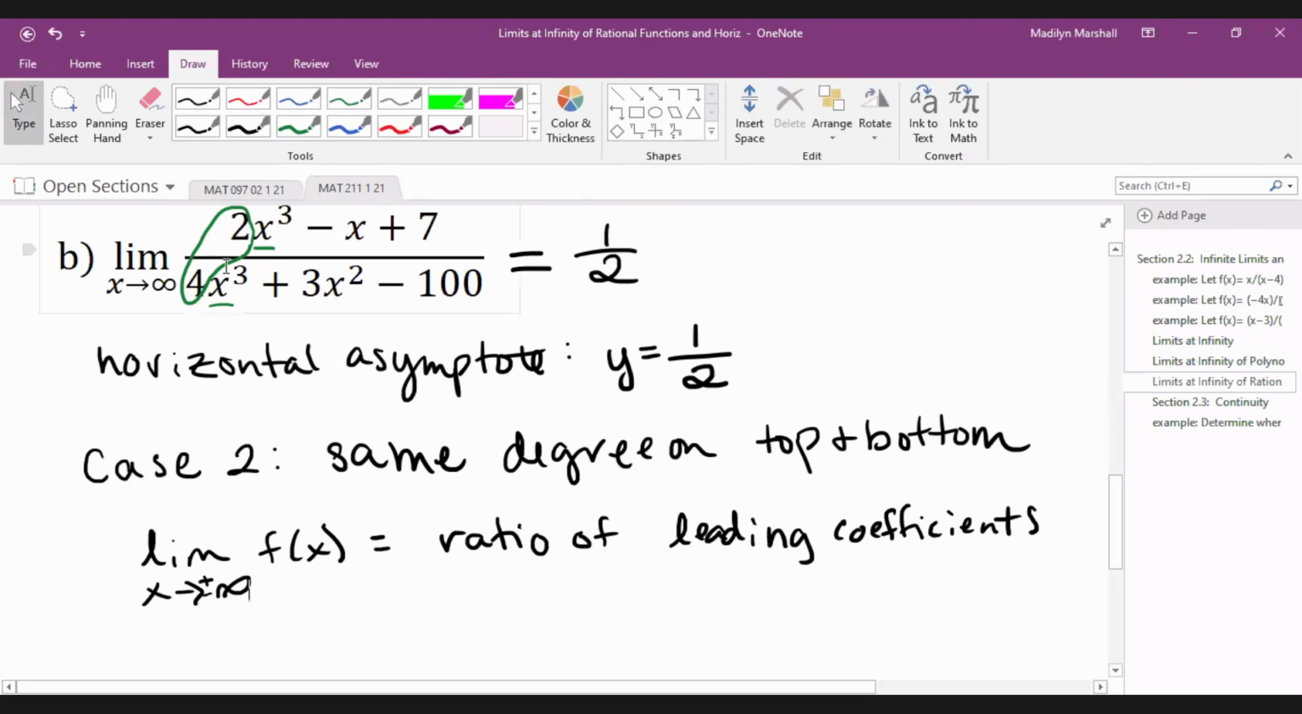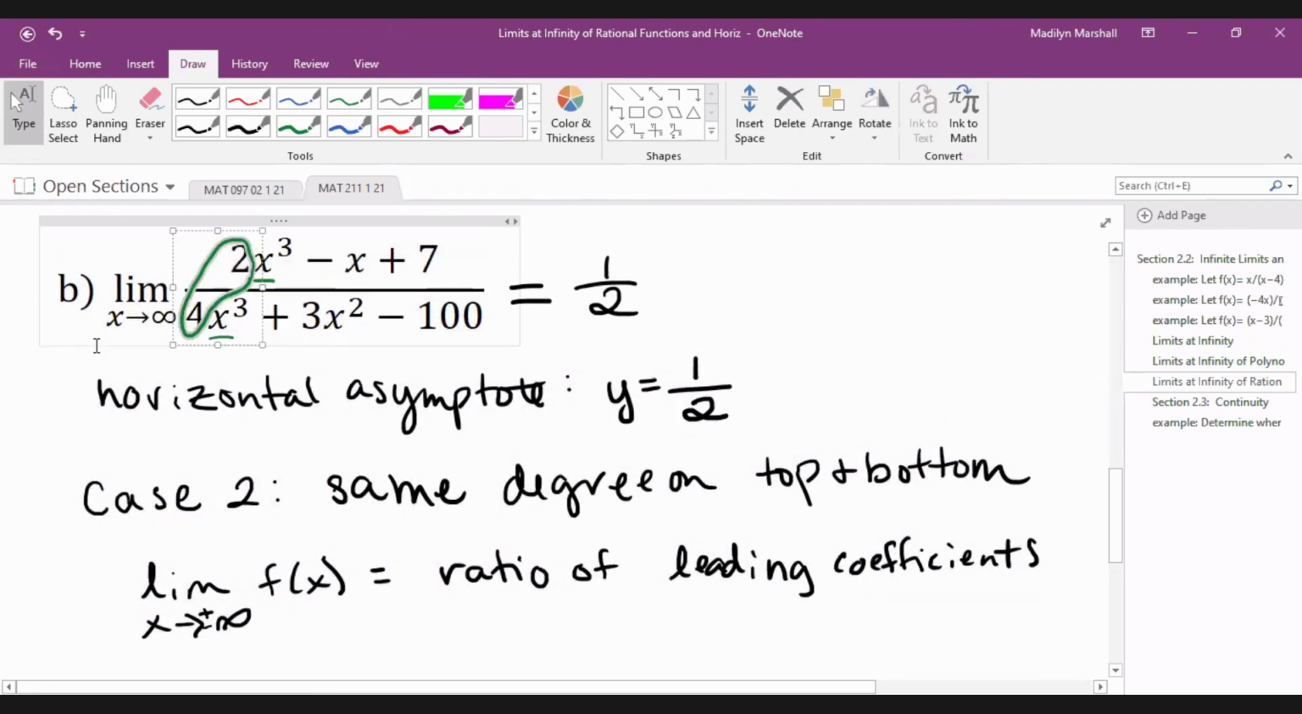If we think about this in a similar way as we were before, in part A, when the degree on the bottom was bigger, that meant the bottom of the fraction is growing a lot faster, so the whole thing goes towards 0. In this case, the top and bottom are growing at the same rate because they both have the same leading coefficient. So they're both growing together, which means that all we care about is that the top has a 2 and the bottom has a 4.